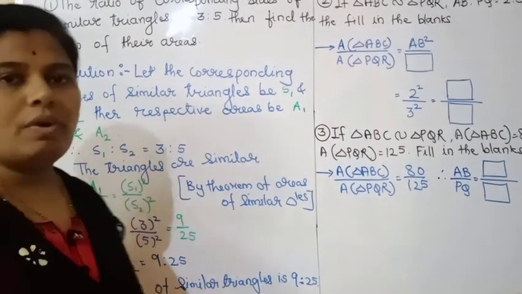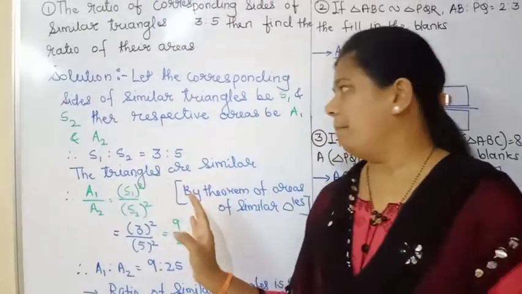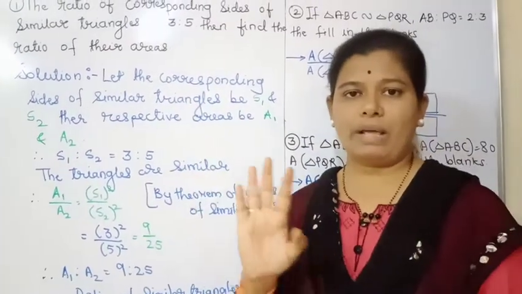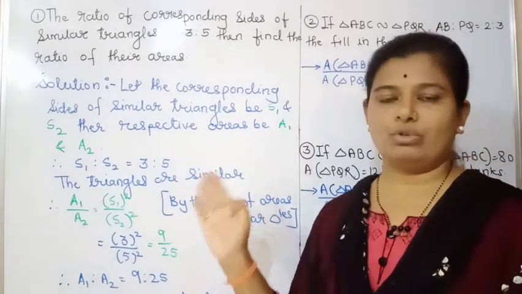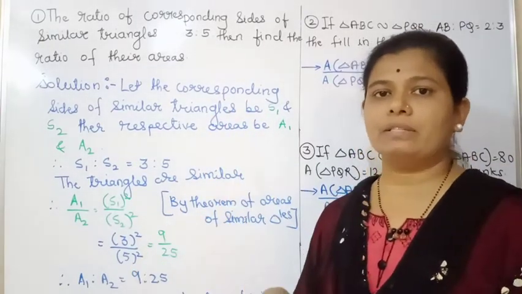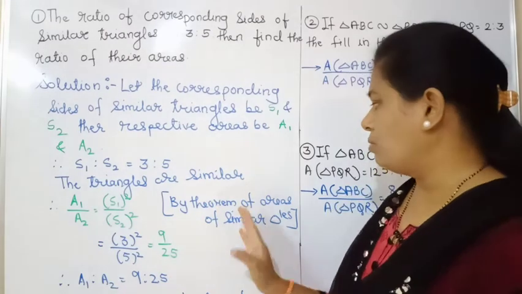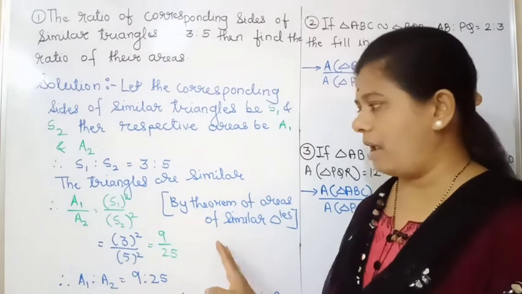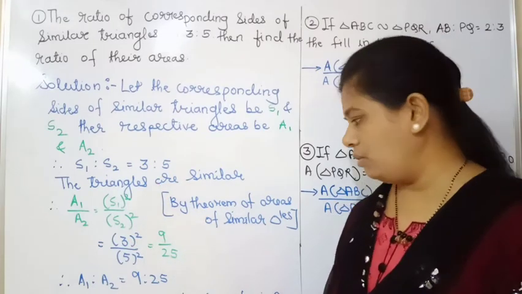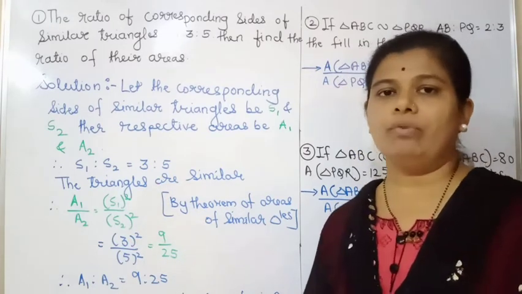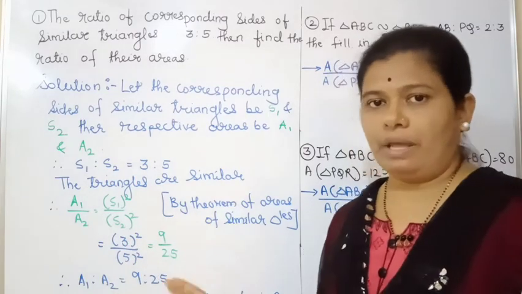In this way we can solve this example. Now in this example no diagram is given, so we have to just consider S1 and S2 as their sides and their areas as A1 and A2, and by using the theorem of areas of similar triangles we have to use the formula. We substitute the values, square them, and at the end we will get the ratio of areas.